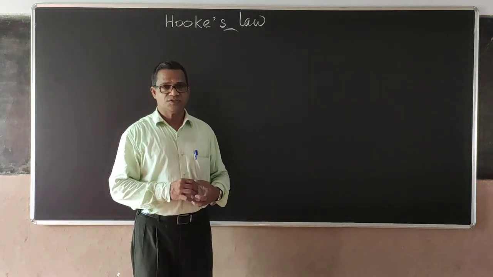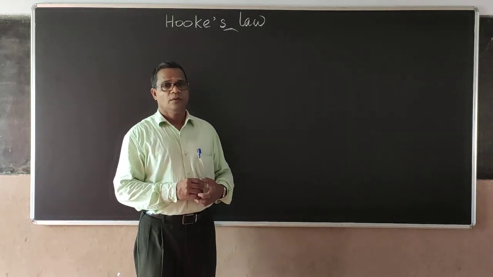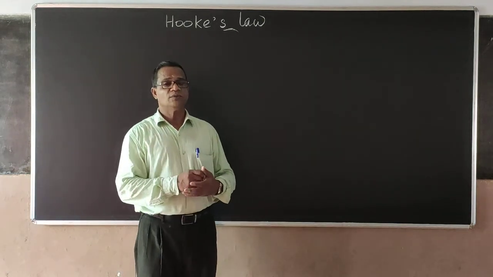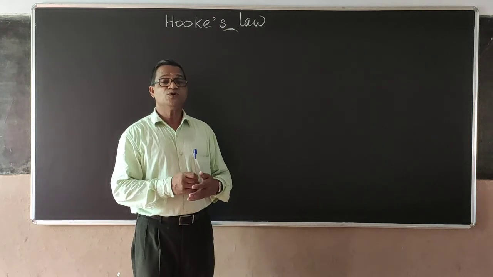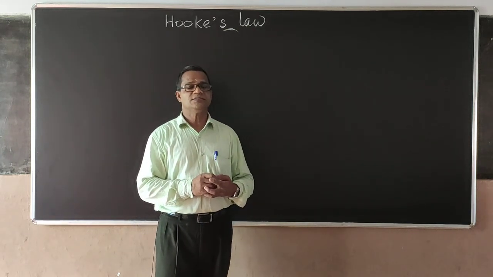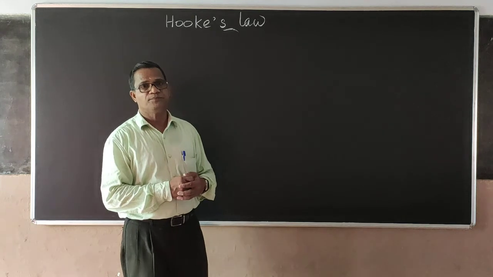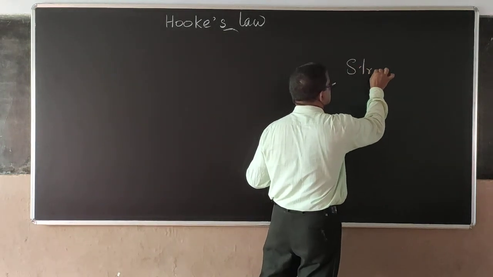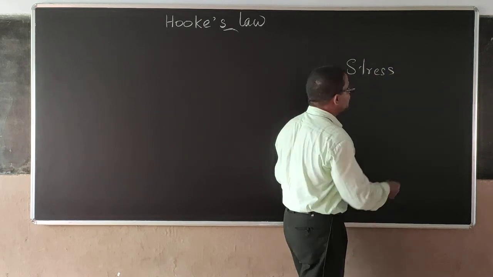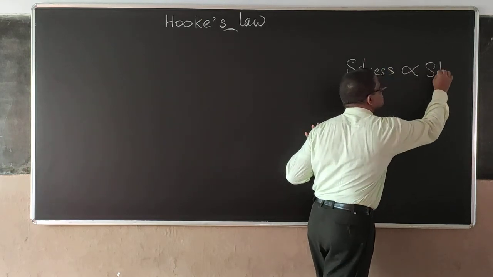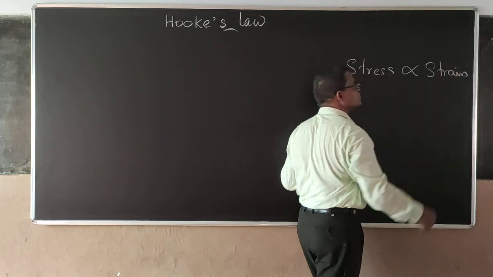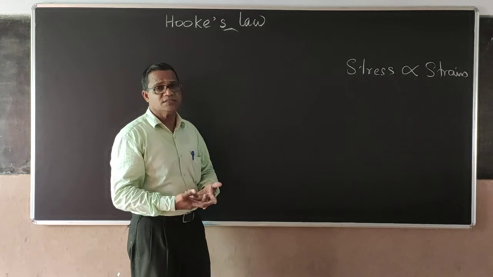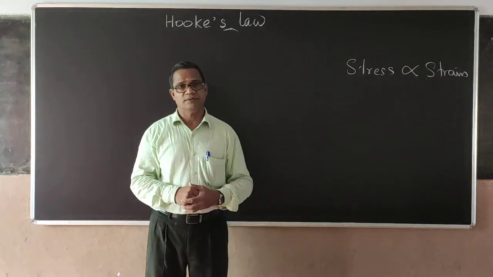We continue with elasticity. Hooke's law. So we found that by producing strain on a body, you can see that a stress is developed. So the stress is found to be directly proportional to the strain. That means as the strain increases, the stress is also increasing.